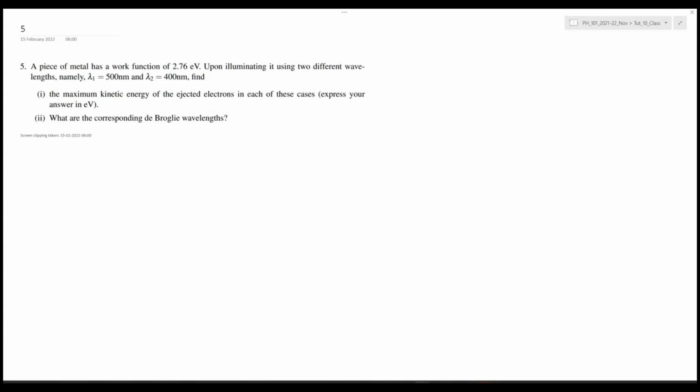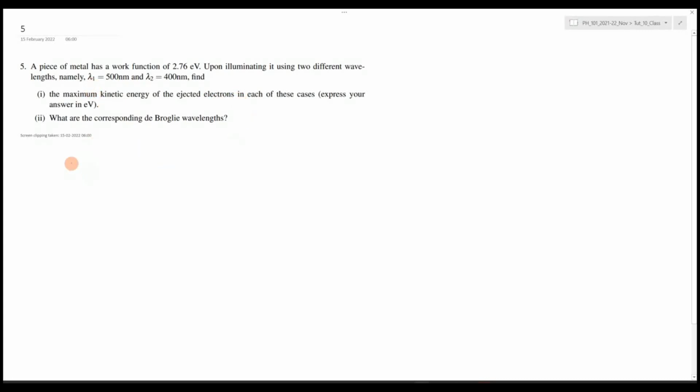Okay. Next, question number 5. This was actually a plus 2 problem, right? This was there in NCERT. There is a metal with a work function of 2.76 electron volts, illuminated with two different wavelengths, namely lambda 1 and lambda 2. Find the maximum kinetic energy of the ejected electron.